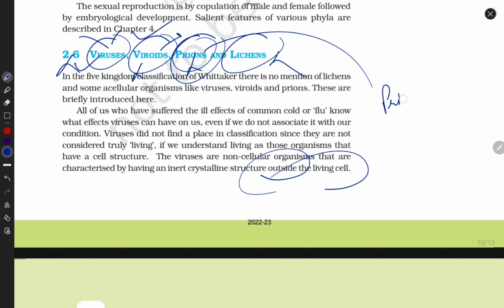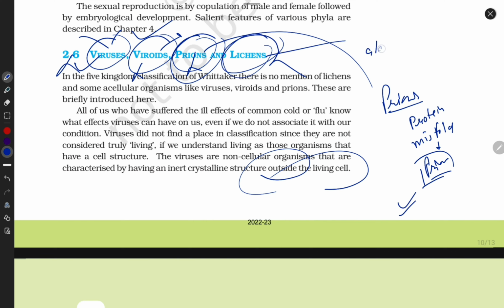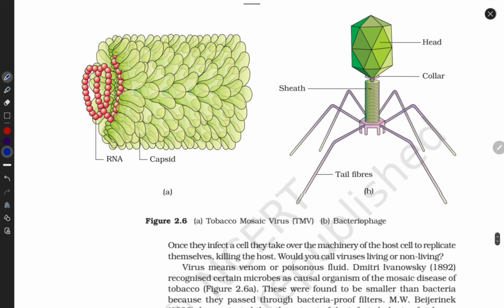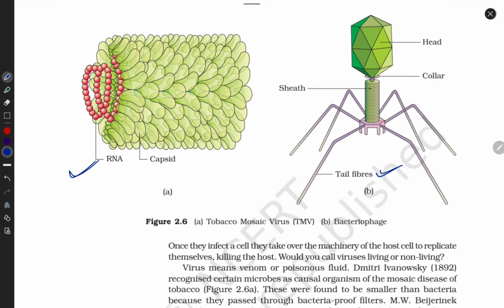Prions: what is the meaning of prions? If protein misfolds, then a prion forms and we suffer from many diseases. Lichens, as I already told you, are an association of algae and fungi. You have to write the features of algae and the features of fungi. Algae make their own food; fungi can't make their own food but absorb minerals and nutrients. Combined, they have economic importance. Look here, you have to learn this: this is the TMV and these are bacteriophages, which infect bacteria. You have to learn these diagrams.